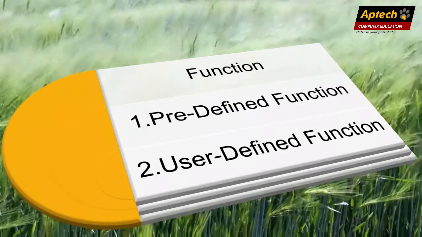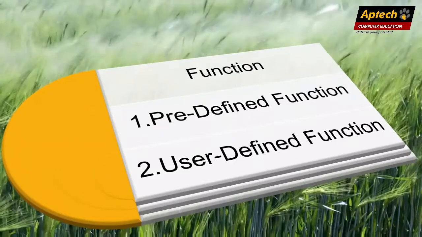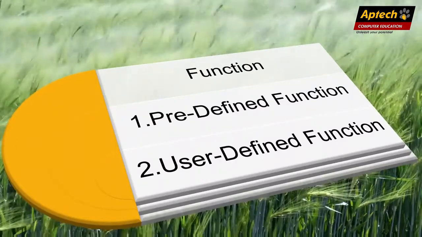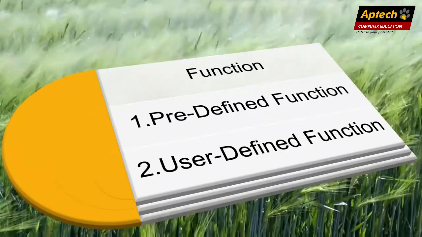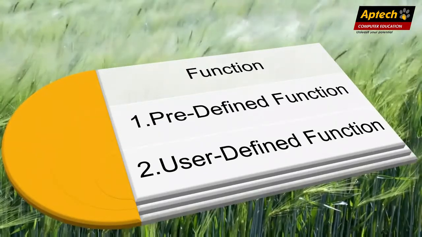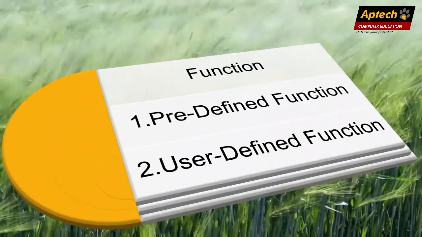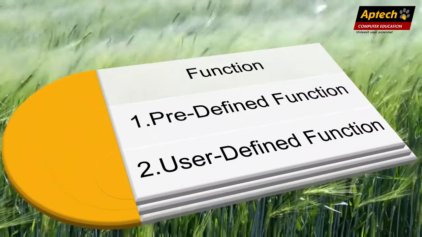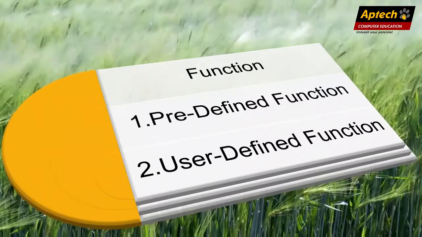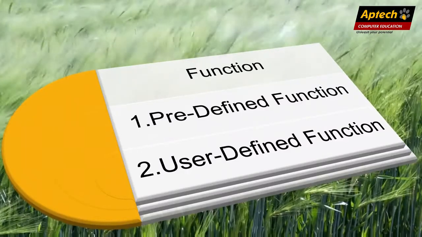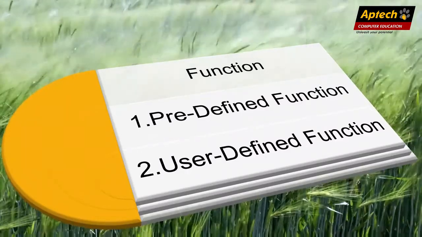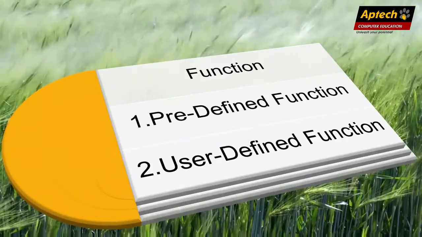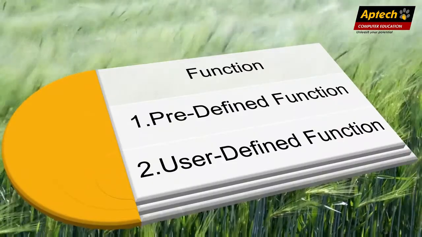What actually is a function? A function is a small program or subroutine which is called during the program for a particular purpose. There are two kinds of function. First is predefined function and the second is user-defined function. Predefined function, as the name suggests, is predefined with the programming language. Sometimes this is also called built-in function. However, user-defined function is the function which is created by the user.